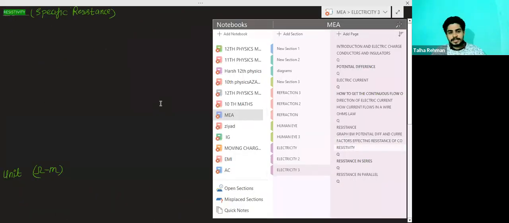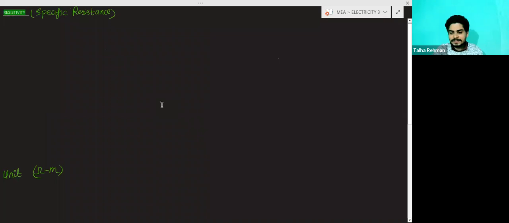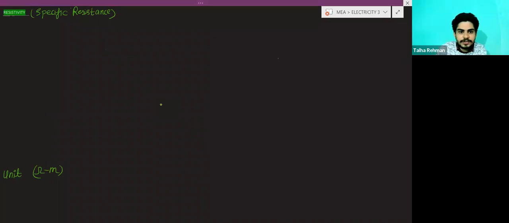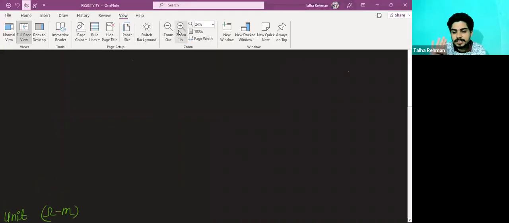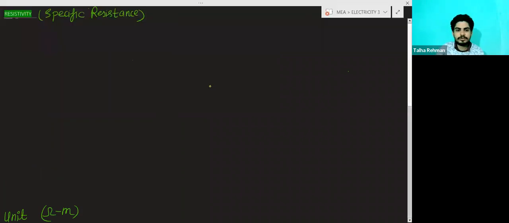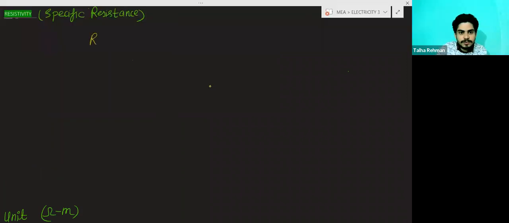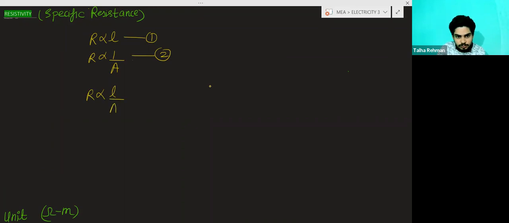There is a term resistivity that we will discuss here, and resistivity is also known as the specific resistance. Now see, we know that the resistance of a wire is directly proportional to the length of the wire. Resistance of the wire is inversely proportional to the area. Suppose this is equation number 1 and equation number 2. We will now combine both the equations. So I can write resistance is directly proportional to length, inversely proportional to area.